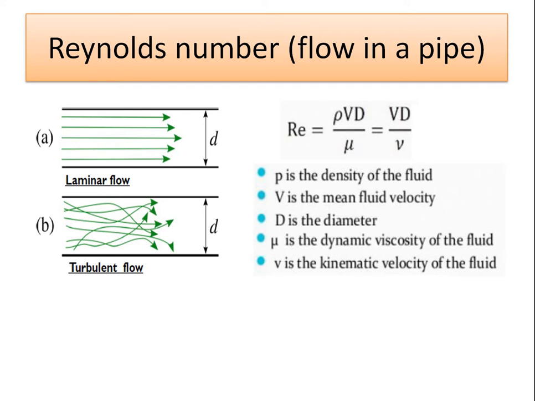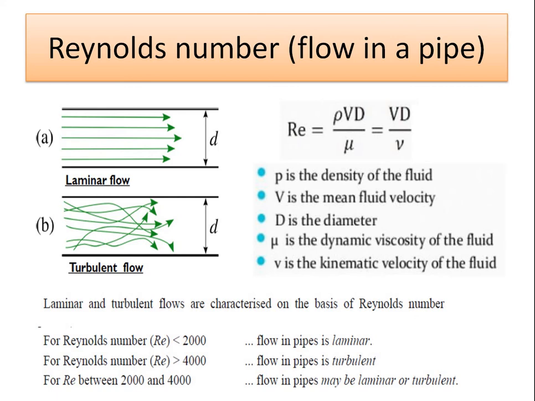Now Reynolds number can be calculated as ρVD divided by μ, or we can say that it is VD divided by ν. So here ρ is the density of fluid, V is the mean velocity, D is the diameter of tube, μ is the dynamic viscosity of the fluid, and ν is the kinematic viscosity of the fluid. So kinematic viscosity is nothing but μ divided by ρ.